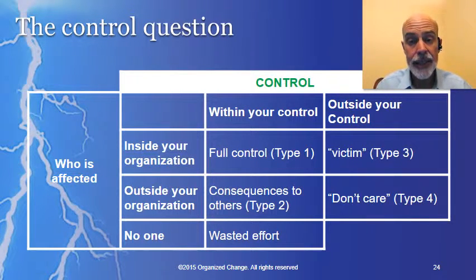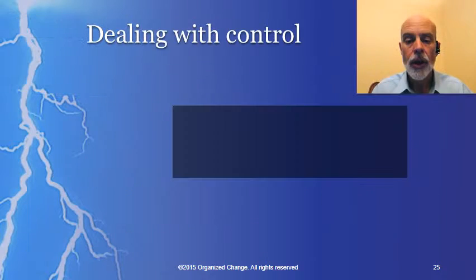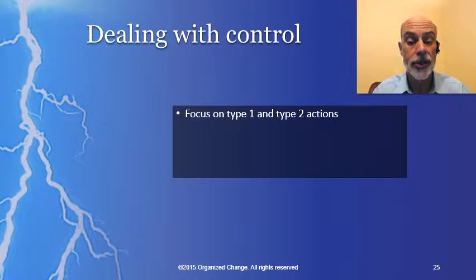And lastly, and almost not leastly, you have the don't care and the wasted effort categories. Those things that are outside of your control and that no one you know is affected, so frankly, you don't care. You also may have the circumstance where you have full control over things where no one is really affected. As a result, you may actually put in a considerable wasted effort in terms of what you're trying to achieve. For successful organizational change, you need to focus on type 1 and type 2 actions, that is, those things that are under your control.